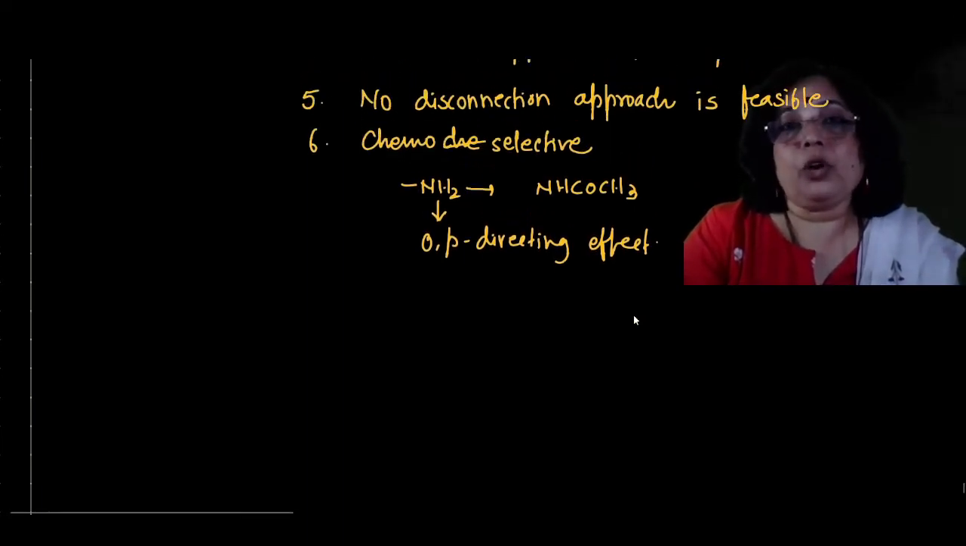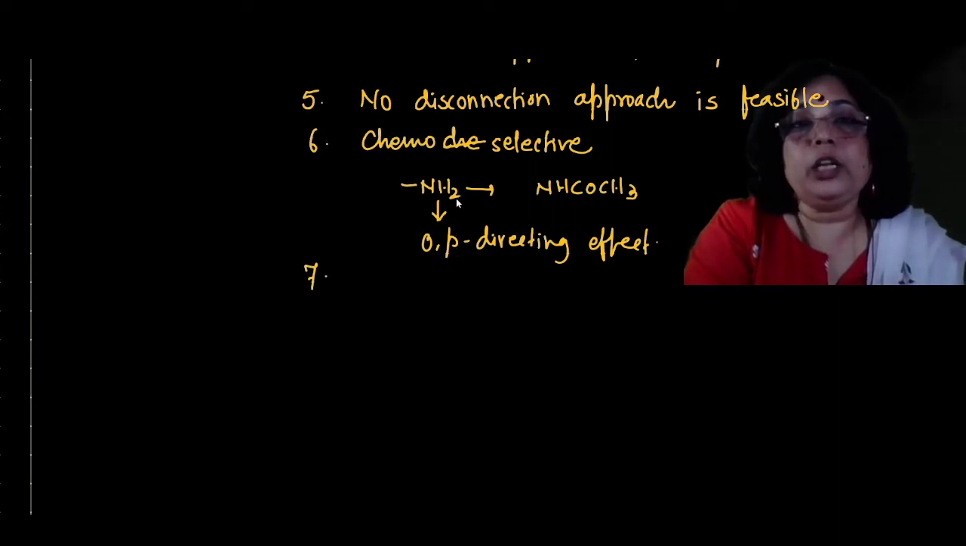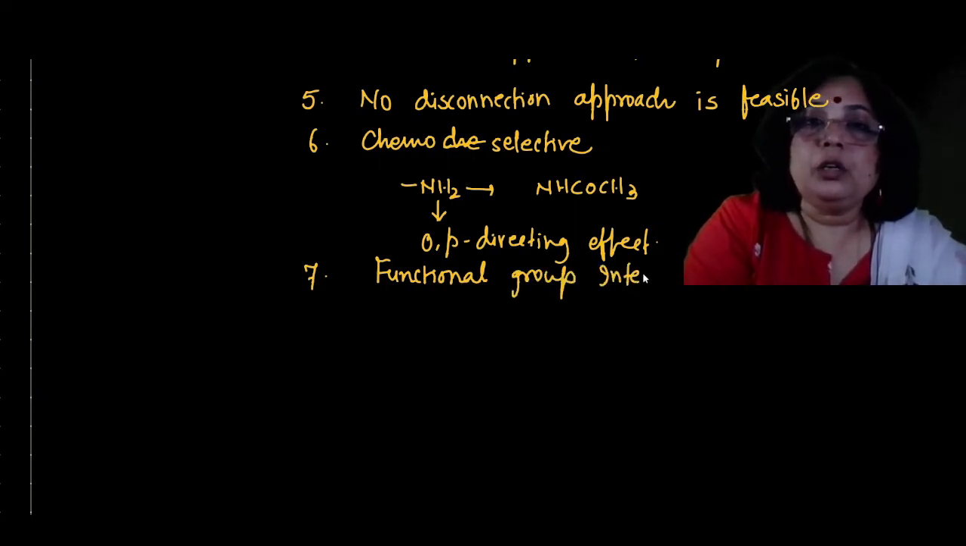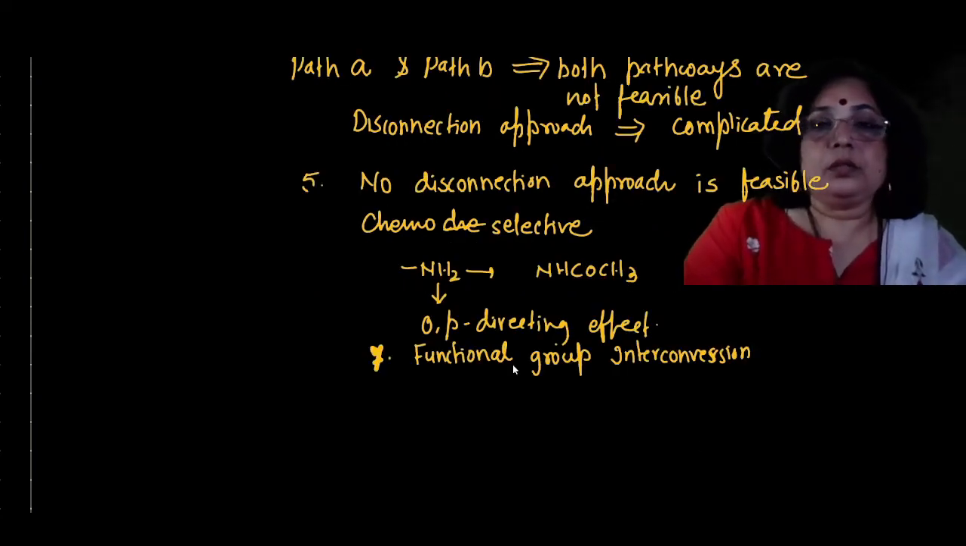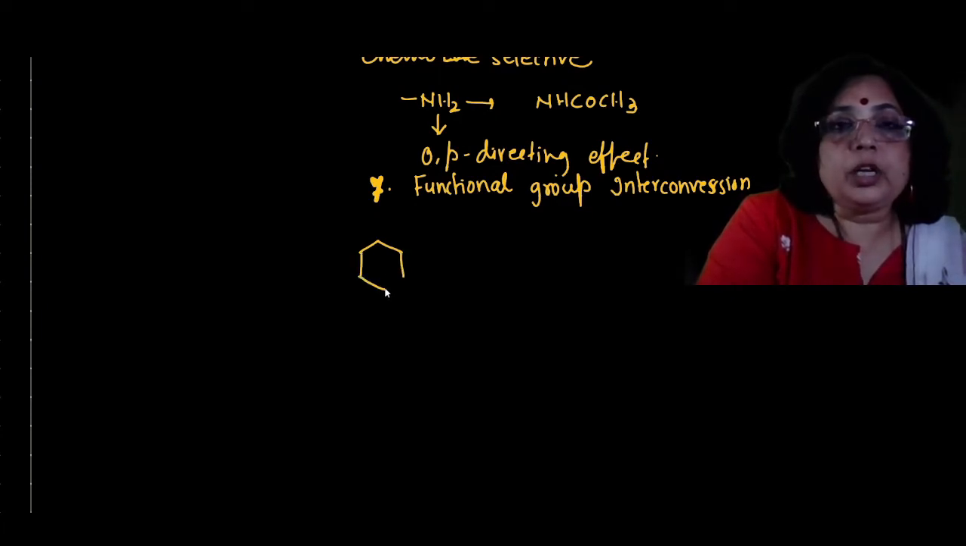Now what is the solution for that? The solution is FGI. Let us try the FGI, whether if we change the NH2 into NO2, let us see. So apply the functional group interconversion. So again I am going to draw the structure of the target molecule and let us apply the FGI.